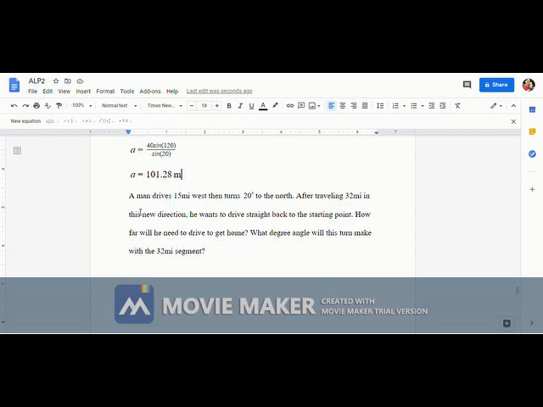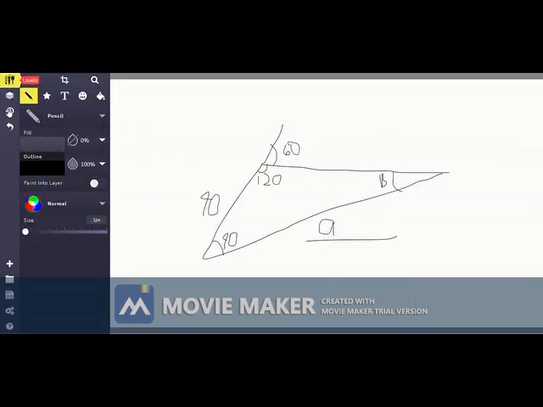Now we're doing this problem. A man drives 15 miles west, then turns 20 degrees to the north, and after traveling 32 miles in this new direction, he wants to drive straight back to the starting point. How far will he need to drive to get home? And what degree angle will this turn make with the 32-mile segment? So, we'll erase this real quick.